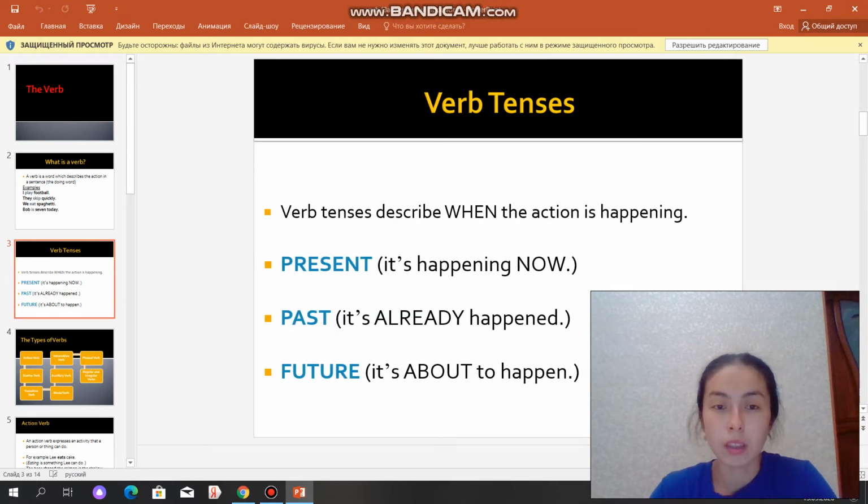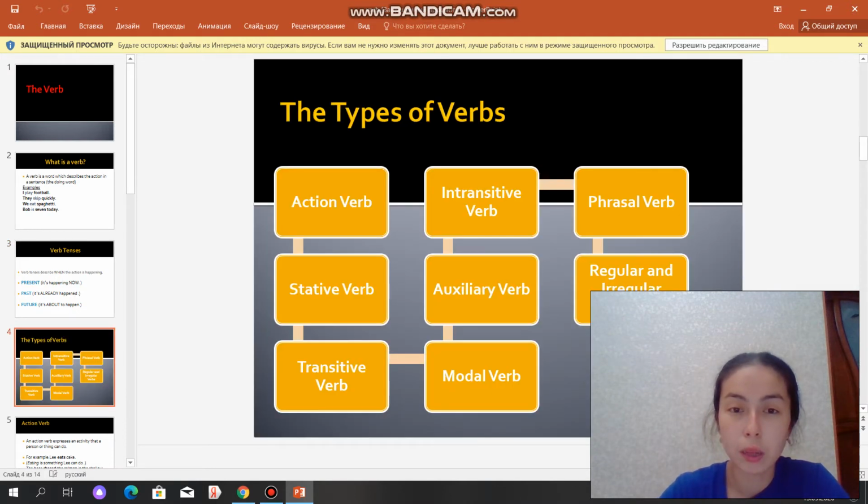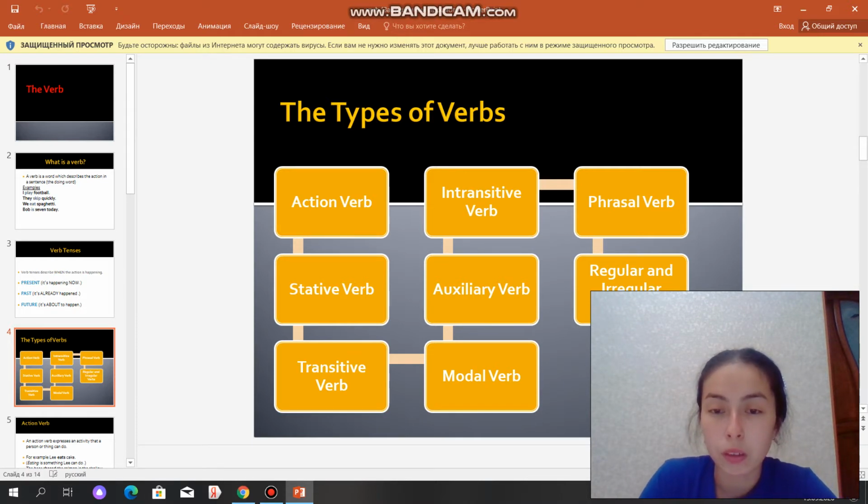Verb tenses. Verb tenses describe when the action is happening. Present. Значит, настоящее время. Осы шаг. It's happening now. Past. It's already happened. Прошедшее. Өткен шаг. Future. It's about to happen. Келер шаг. Будущее время. The types of verbs. Action verb, stative verb, transitive verb, intransitive verb, auxiliary verb, modal verb, phrasal verb, and regular and irregular verbs.